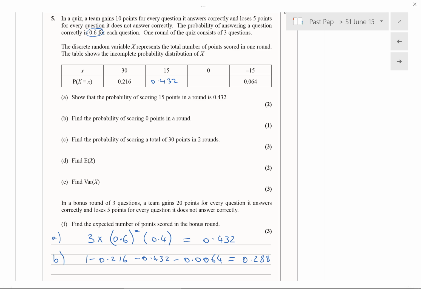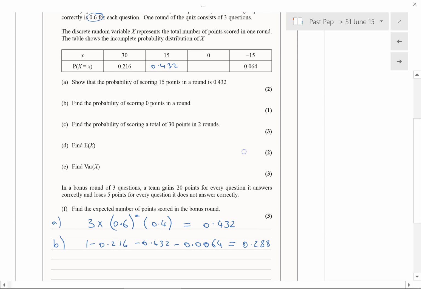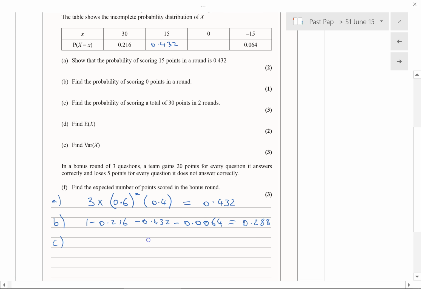Okay, so that's that one done. And then it says find the probability of scoring a total of 30 points in 2 rounds. Okay, well, again, this is a probability situation. In order to get that, we can either get a 30 and a 0, obviously, or a 0 and a 30.